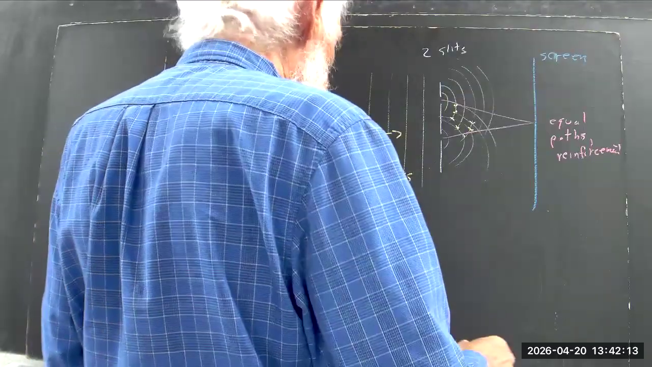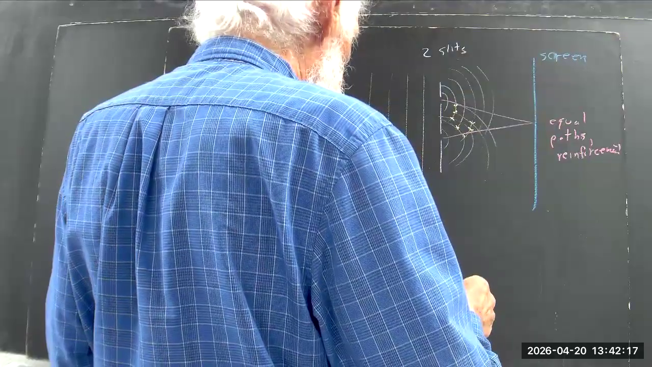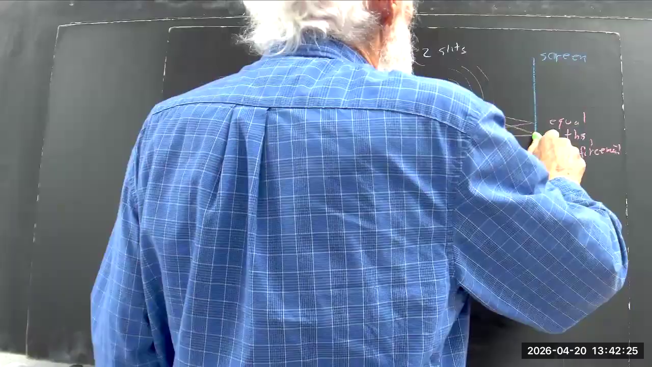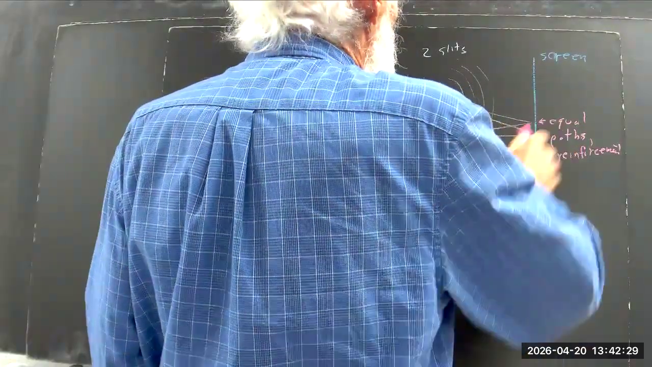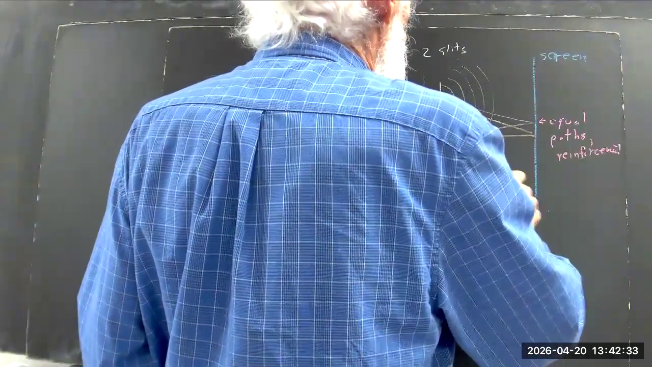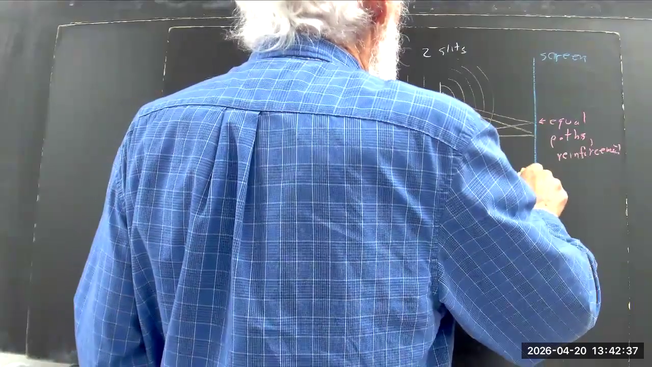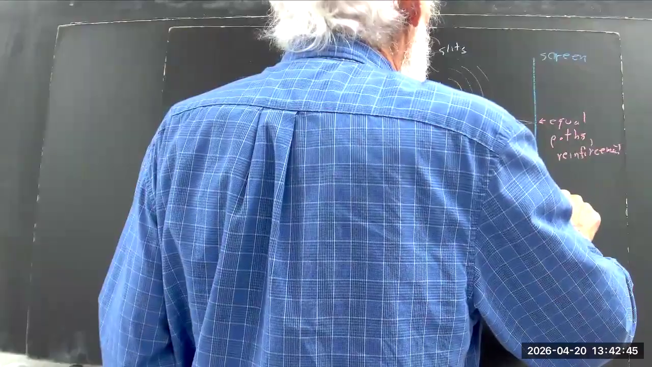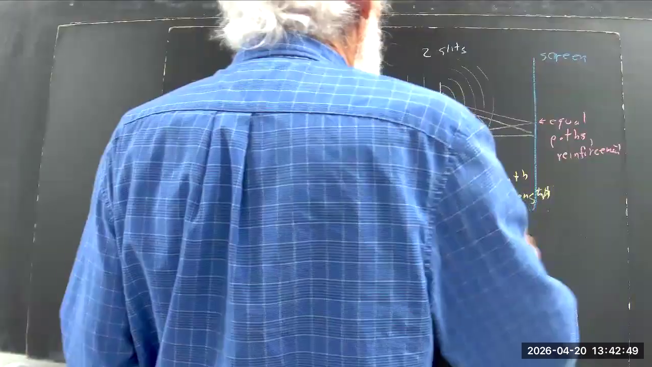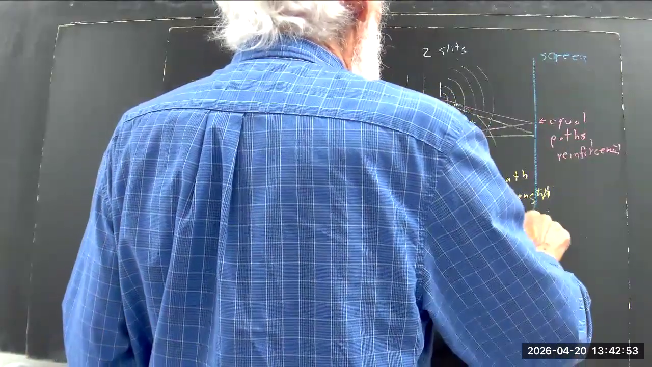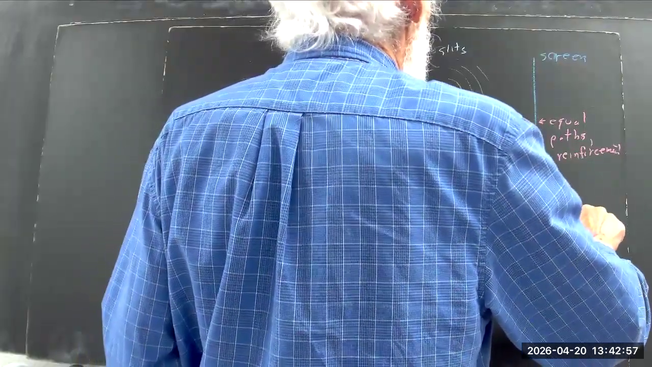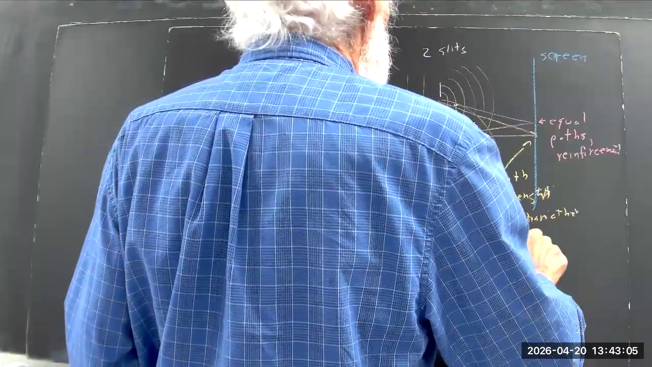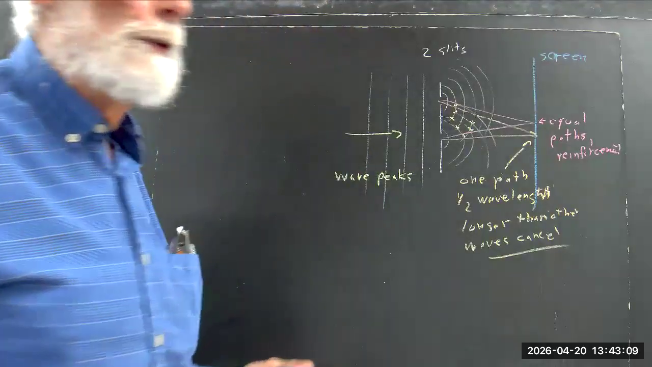Okay. Now, if you have unequal paths, running out of colors, got my T and H mixed up, but half a wavelength. Half a wavelength longer than the other. The waves cancel.